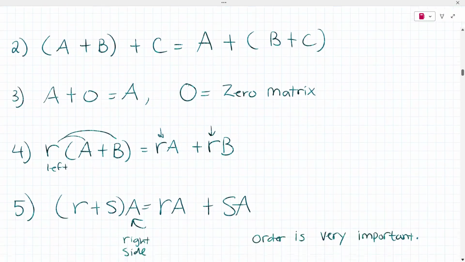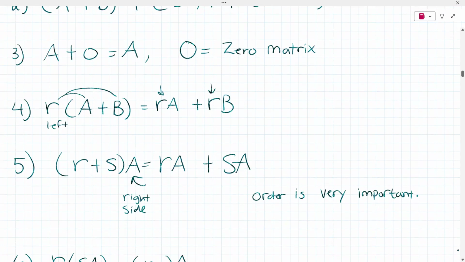Now compare that with rule 5. Let's say you have parentheses (R plus S) times A, and you want to FOIL it out. Notice that the A is on the right side. So that means your A will be on the right side. So when you FOIL this out, this is also expressed as RA plus SA. So yes, order is very important.